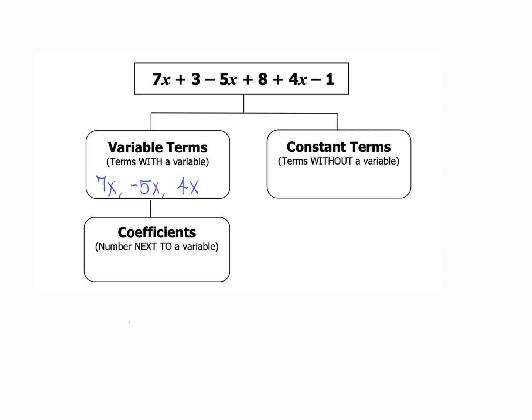And then our constants are the other ones. So we have 3, 8, negative 1. So we then have what's called a coefficient next to each of these variables. These are those non-variable numbers. So we have 7, negative 5, and 4.